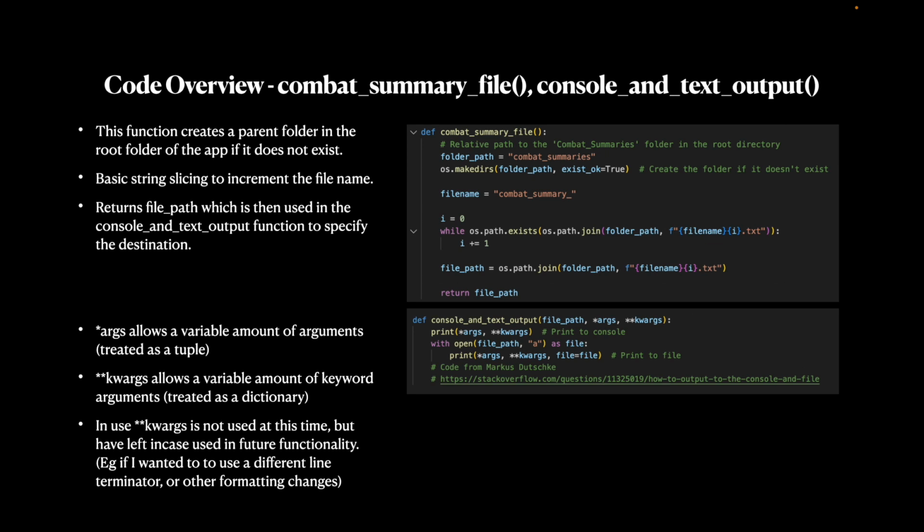The console and text output, as the name suggests, is used to both print to the console and also to the text file itself. This is used for the combat cycle. It uses the asterisk args for a variable amount of arguments. The keyword arguments aren't used in the program currently, but I've left it there in case it should be used in future functionality. So this could be used for things like line termination or other formatting changes.